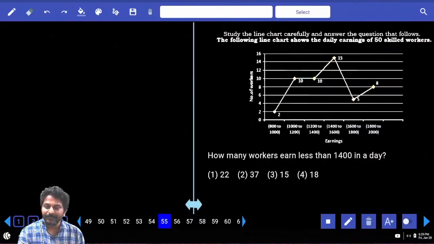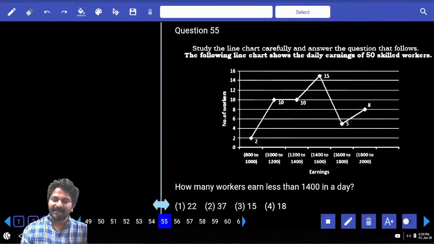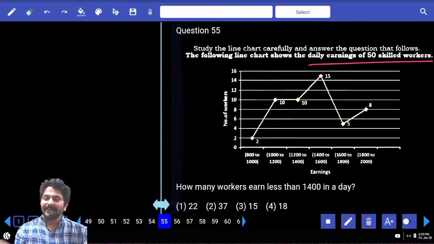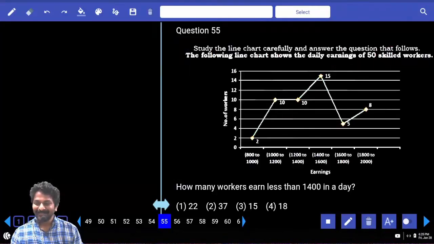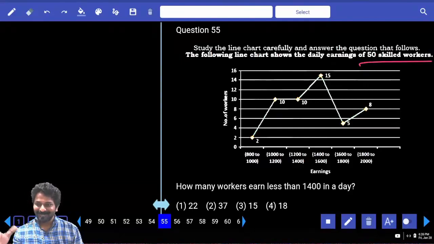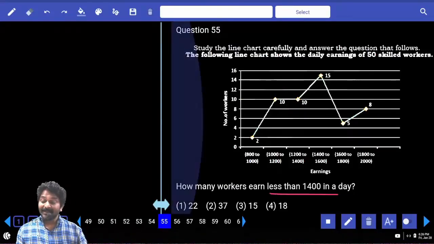Next, 55. How many workers earn less than 1400 in a day? Now first of all, this line graph is about daily earnings of 50 skilled persons. While reading this I read it as 'killed person', then the word seemed a bit off, and then I understood it was 'skilled'. Right, so there are 2 members who earn 800 to 1000. 10 members between 1000 to 1200. Like that, our question is how many members earn less than 1400 a day?